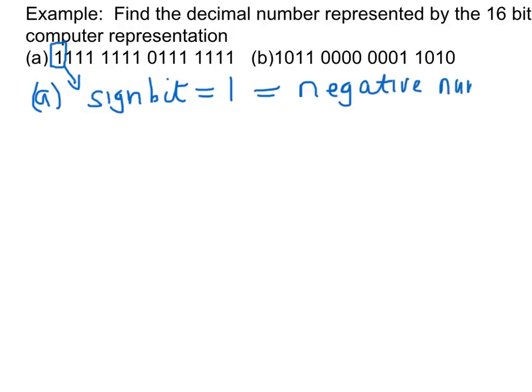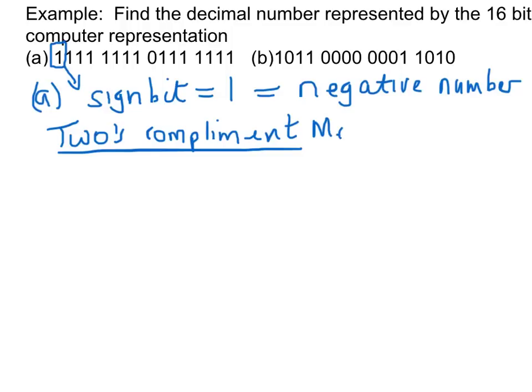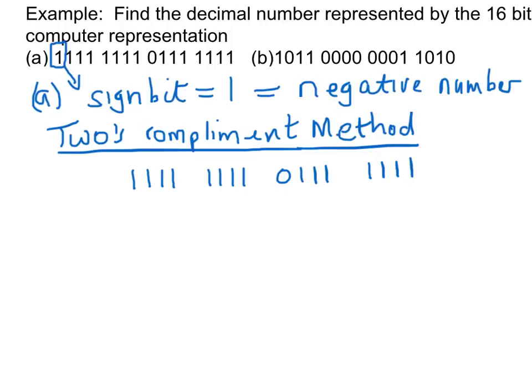A negative number. So this computer representation is representing a negative decimal number. Now, if you recall, to represent a negative decimal number, we use a method called 2's complement. And so what we're going to have to do is reverse this method to get back to the original decimal number, right? The 2's complement method. And we can reverse the 2's complement method by applying the method again.